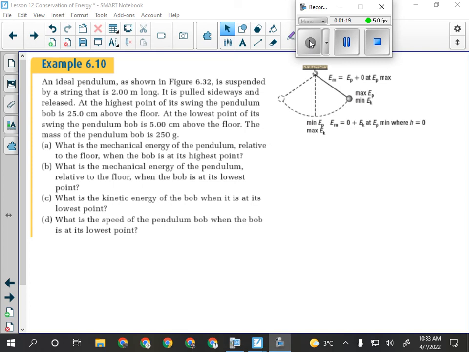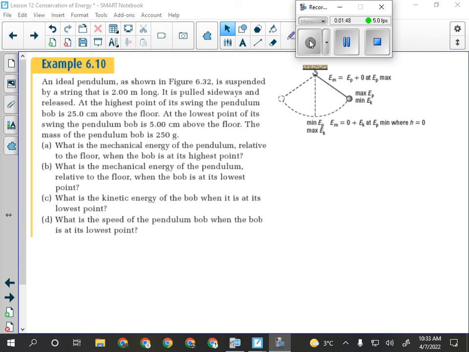So in this question here, they give us a bunch of information. They tell us the pendulum's 2 meters long. They tell us at the highest point, it's 25 centimeters above the floor. At the lowest point, it's 5 centimeters above the floor. And they tell me the mass of the pendulum bob. By the way, the mass on the end of a pendulum is called the bob. Don't ask me why, I have no idea, but that's what it's called.